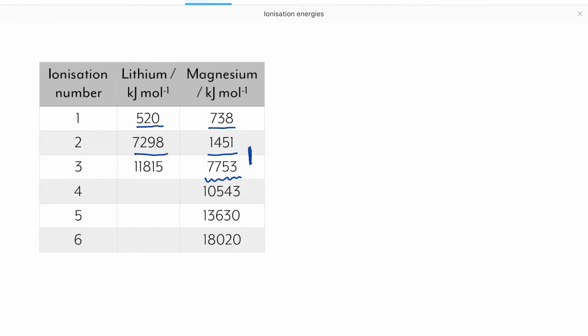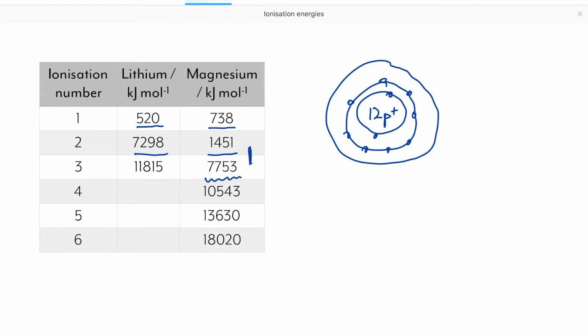We can see that quite clearly if I look at magnesium. It's got 12 protons in the nucleus. I'm just using the very simple model of the atom. I can't even draw them all. I should perhaps have drawn some circles beforehand, shouldn't I? We've got 2 electrons in our outer shell.